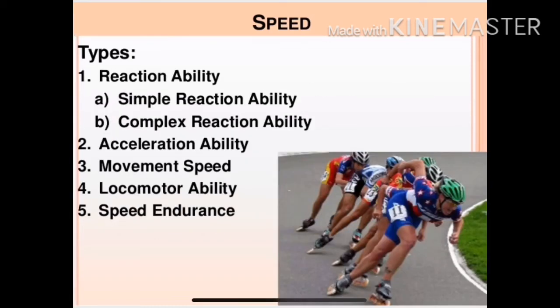The types of speed are: number one, reaction ability, which includes simple reaction ability and complex reaction ability. Second is acceleration ability. Third is movement speed. Fourth is locomotor ability, and fifth is speed endurance.